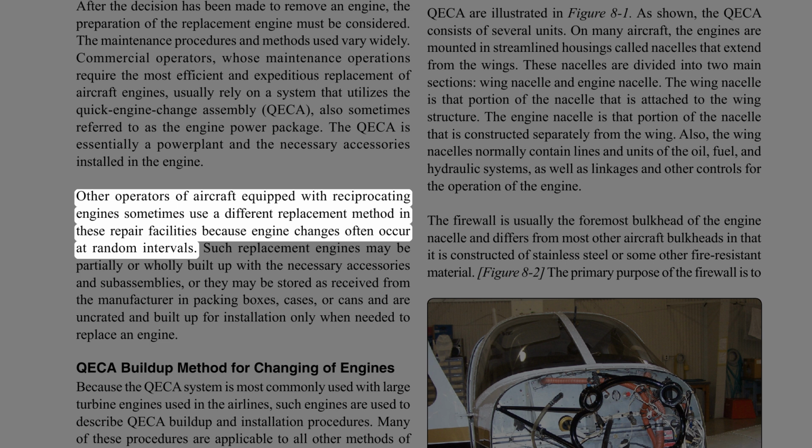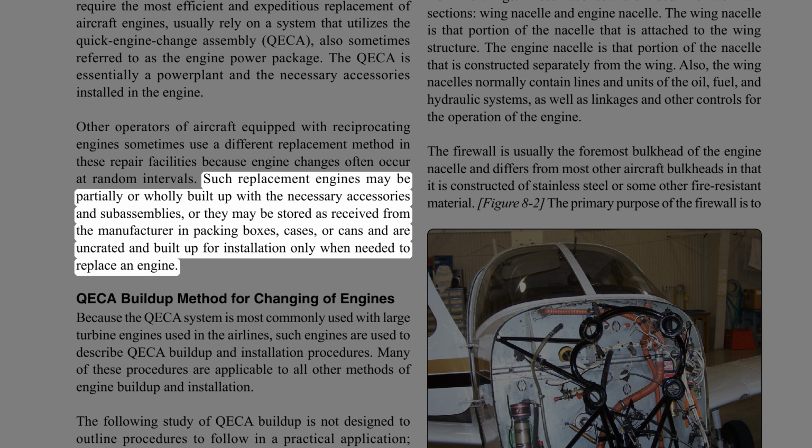Other operators of aircraft equipped with reciprocating engines sometimes use a different replacement method in these repair facilities because engine changes often occur at random intervals. Such replacement engines may be partially or wholly built up with the necessary accessories and subassemblies, or they may be stored as received from the manufacturer in packing boxes, cases, or cans and are uncrated and built up for installation only when needed to replace an engine.